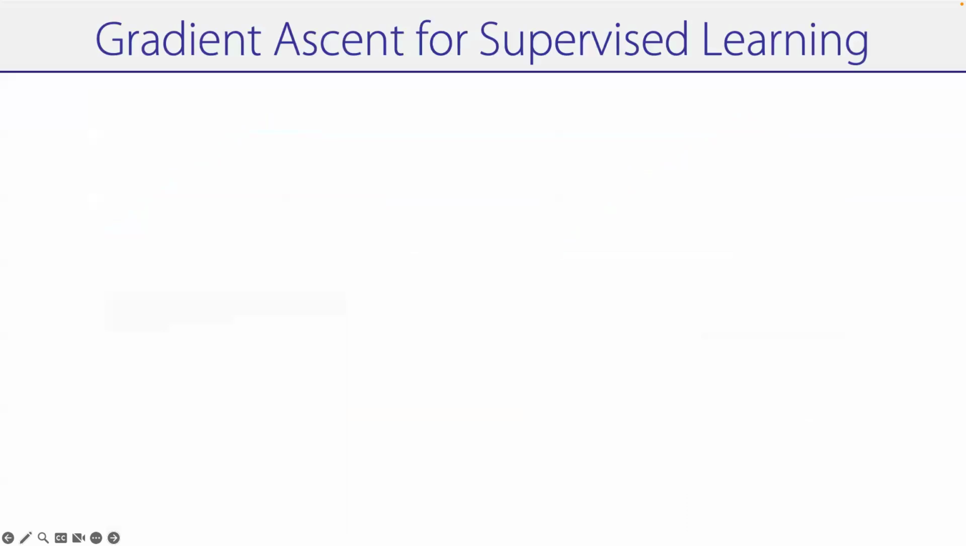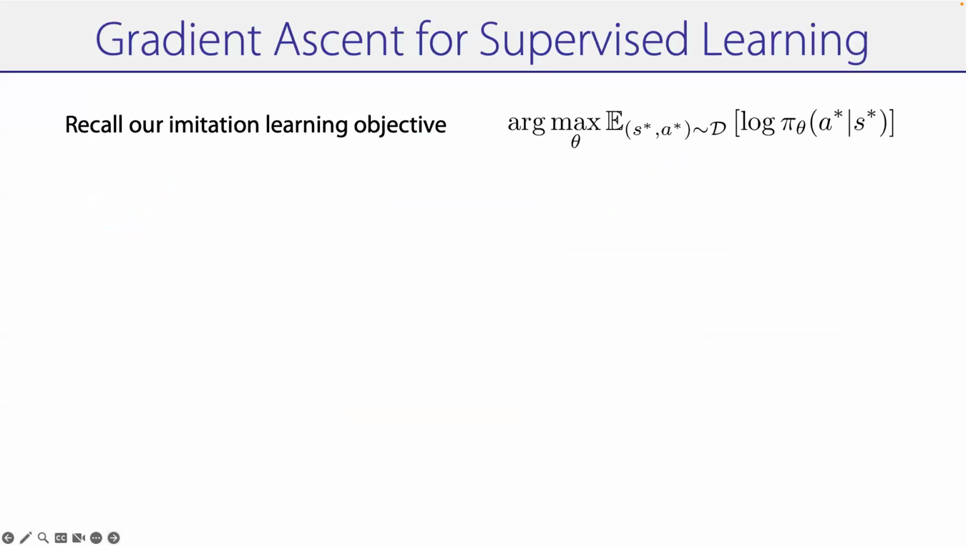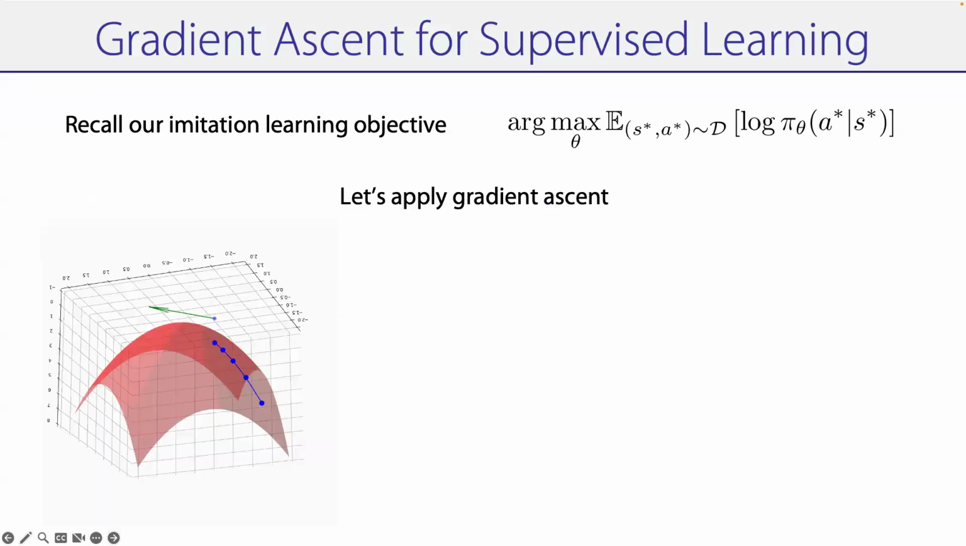Okay, so let's start with supervised learning. Supervised learning is what we know and we love. We're going to take our imitation learning objective: the argmax over theta of the expectation of log pi theta of a star given s star, with s star, a star sampled from D, or from your expert. And we're going to do gradient descent on this objective. When we apply gradient descent, we're going to take the gradient and expand it. We know how to do this, but we're going to see how it's different for RL.